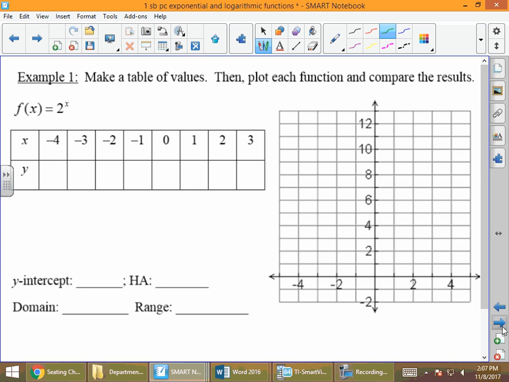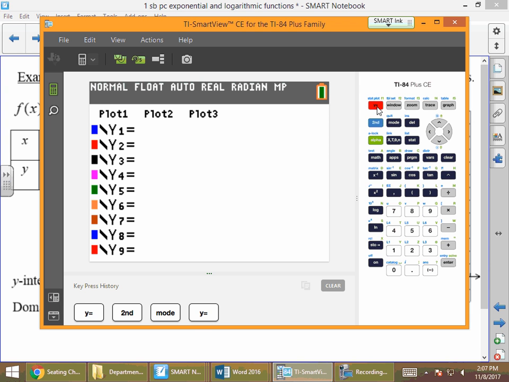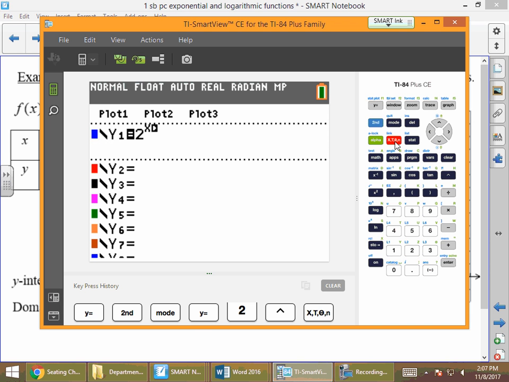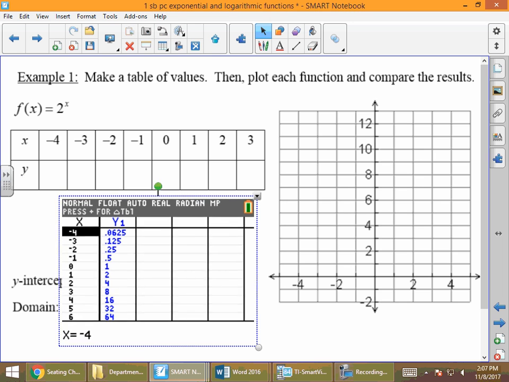And what we can do is we can calculate these values by hand, but we can also type them into our calculator and fill in the chart, whichever way works for you. So we can go to y equals and we can type in 2 to the x. I'm going to look at the table. And here, my actual numbers that I used were 2 to the negative 4th. I used 1/16. It doesn't make any difference to me whether you use the decimals or you use the fractions here.